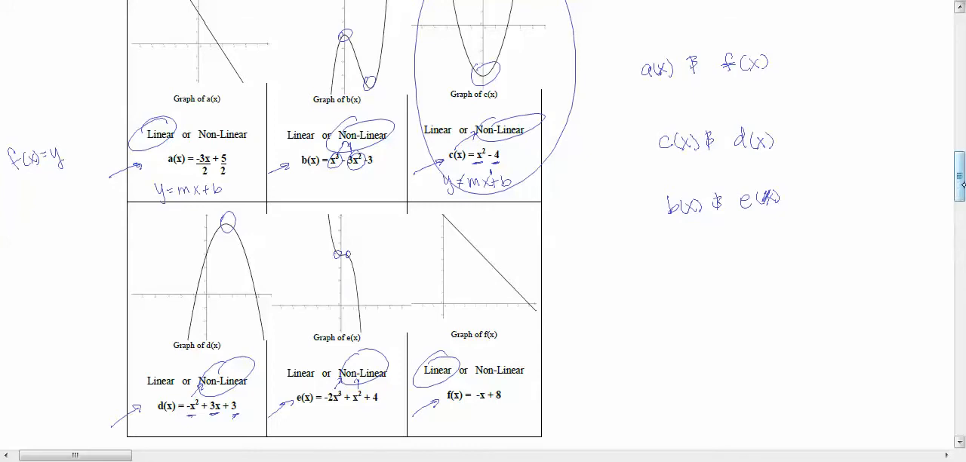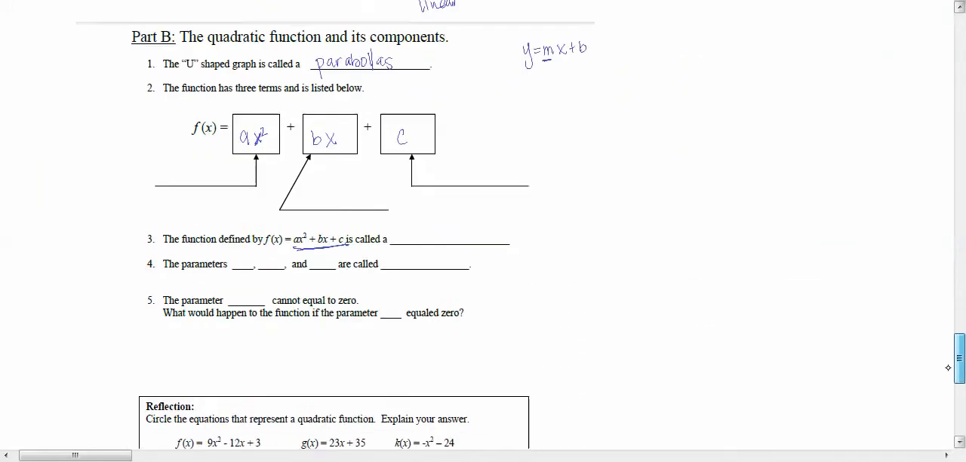Now, those three terms are most generally expressed as ax squared plus bx plus c. This is called the quadratic term. This one is called the linear term, and this one is called the constant. Similarly to y equals mx plus b, the x's are the variables, whereas a, b, and c are coefficients. A, b, and c are called coefficients. They are just straight up numbers.